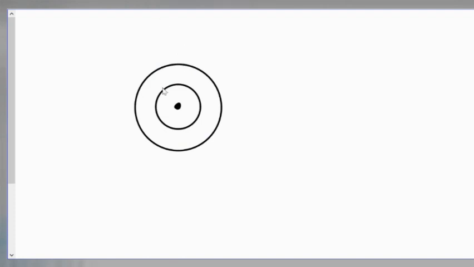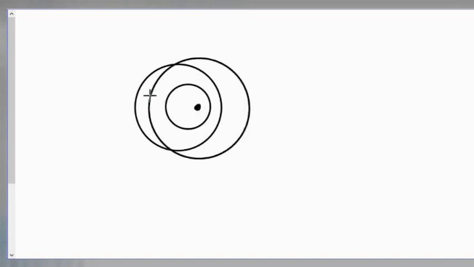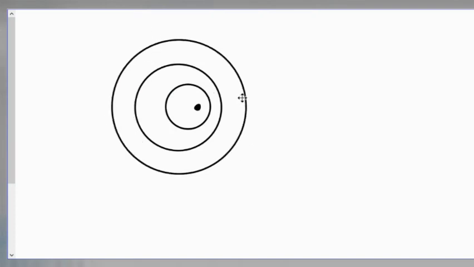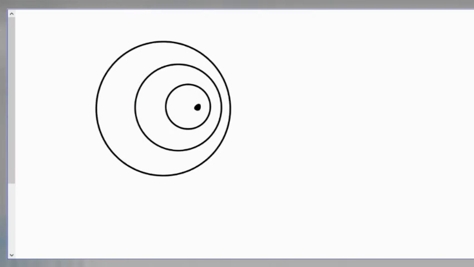But the question is, what if my boat was moving? Well, the rings would be moving with an initial velocity. And what we end up with is a scenario that looks a little bit like this, where if we were moving in this direction, the distance the wave has traveled will appear to be a little bit less. And this is referred to as the Doppler effect.